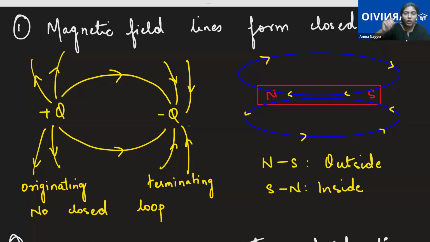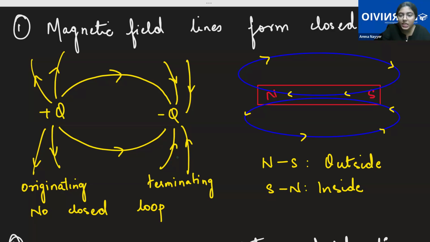But in a magnetic field, what happens? Outside the magnet, the field lines flow from north to south. But inside the magnet, the field lines flow from the south to the north pole. So a complete closed loop is formed: north to south outside, and south to north inside.